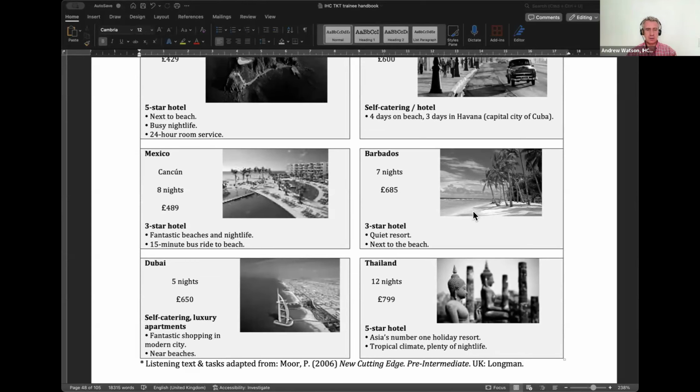There we go. Okay, so think about the length of the stay, the country. It should be a beach holiday with some nightlife, and the type of accommodation. I'll give you about 4 minutes to discuss in your breakout rooms. Opening now.